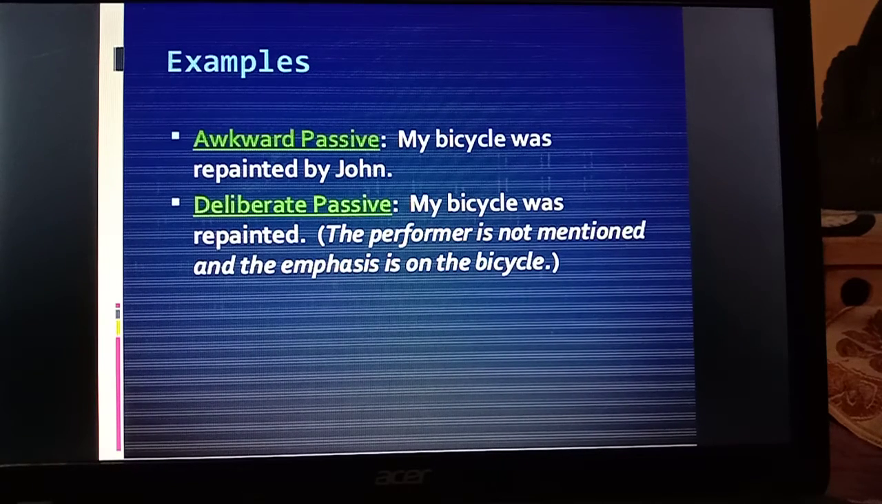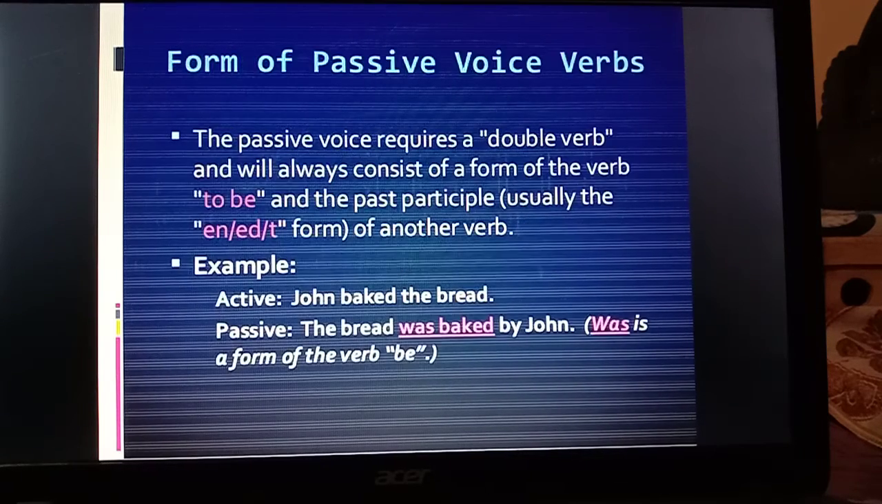emphasized. In the second sentence, you can see also, my bicycle was repainted. Here, the performer is not even mentioned, and the emphasis is on the bicycle. So in this way, you can use passive voice.